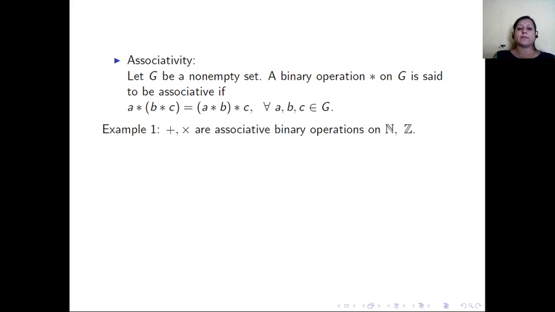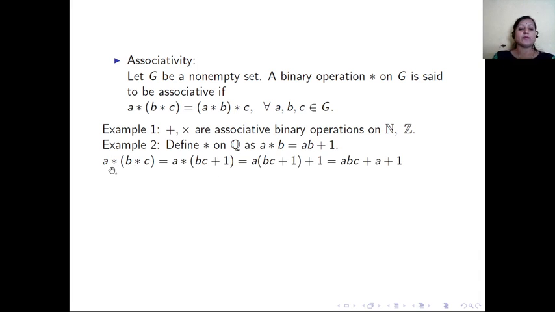Let us consider the example. You can easily verify this. Addition and multiplication are associative binary operations on the set of natural numbers, set of integers, set of rational numbers, set of real numbers, and so on. Many more examples you can consider here. Second example, define the operation star on Q as A star B is equal to AB plus 1. Now let us verify whether this star operation is associative on Q.